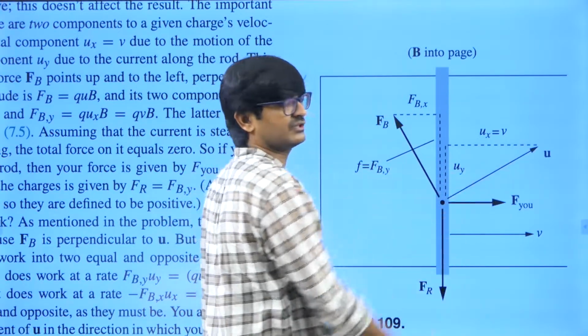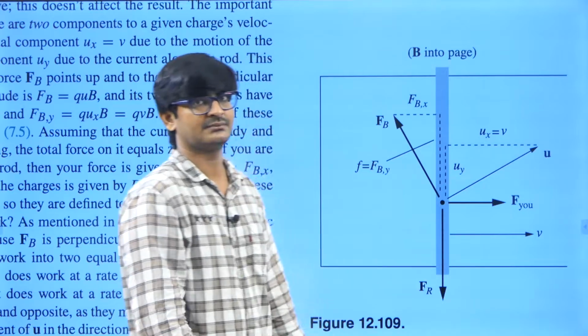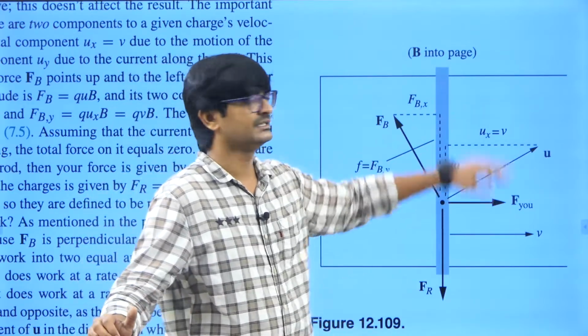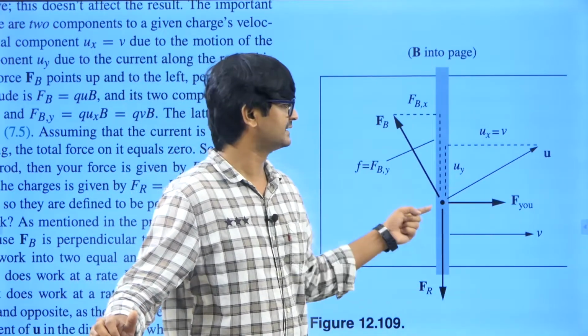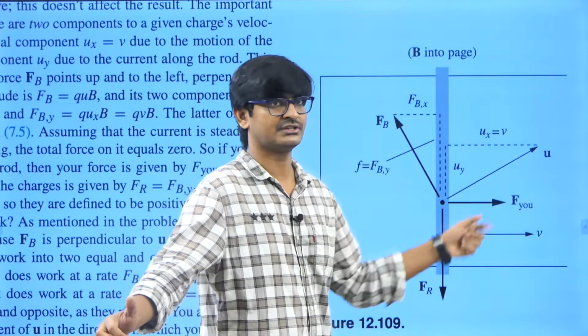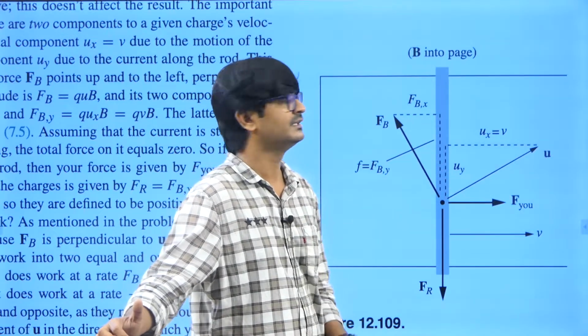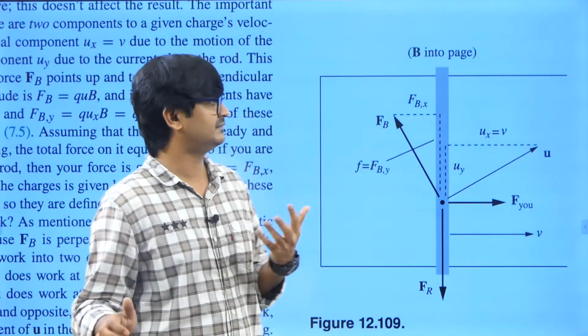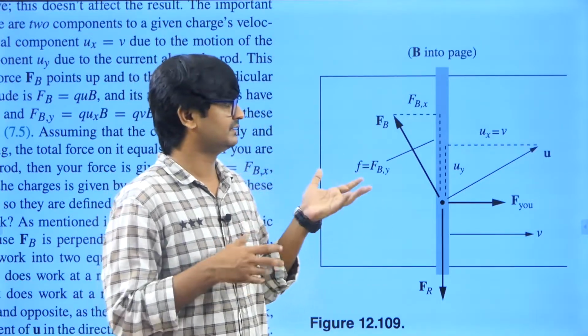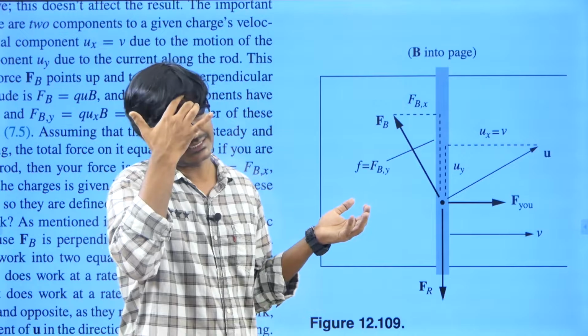Magnetic force is perpendicular to velocity, so it must not do any work. Then who is driving the current? This one. But this guy is applying the force in the horizontal direction. How can he drive the current in the vertical direction? So anyway, if you want to understand, there is an analogy here. By analogy you can understand it easily.